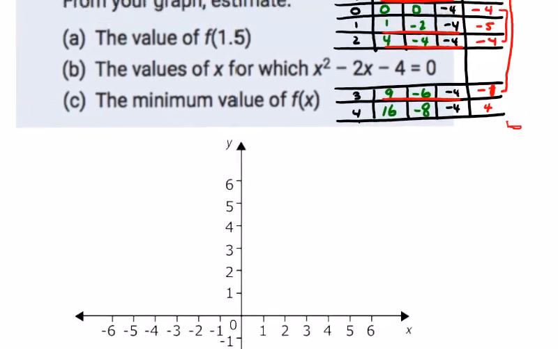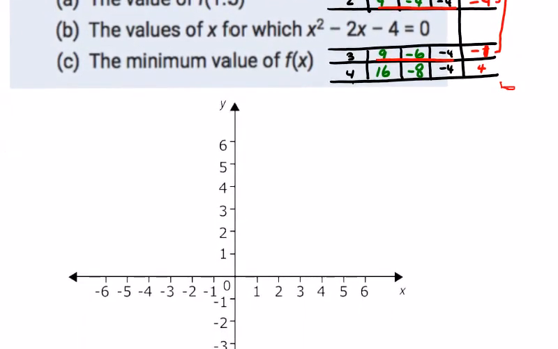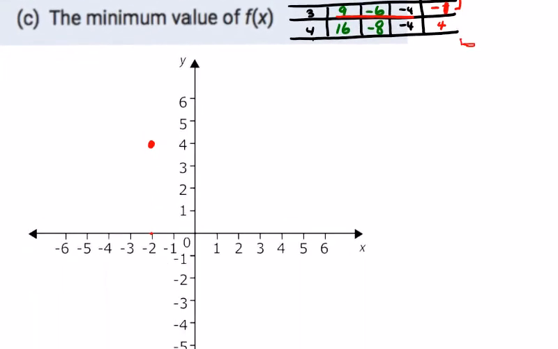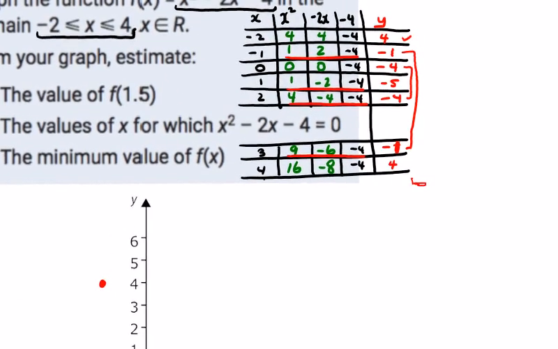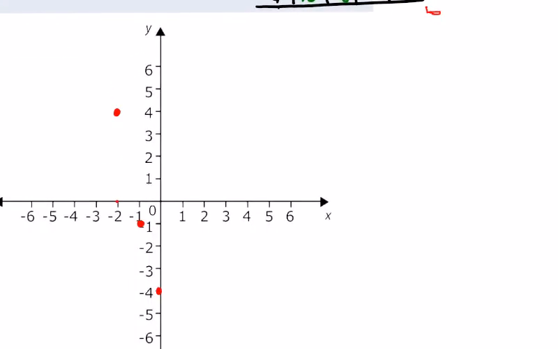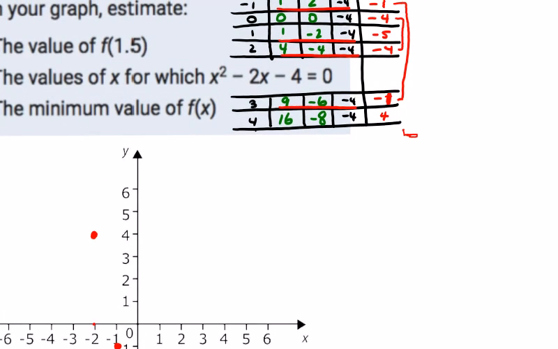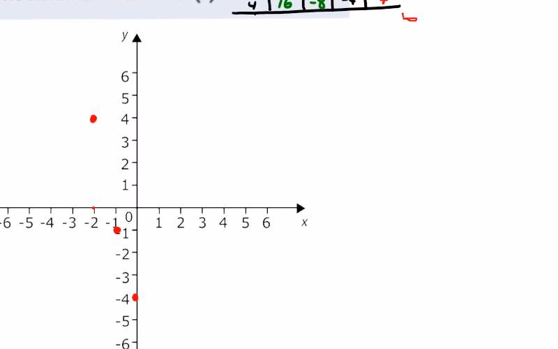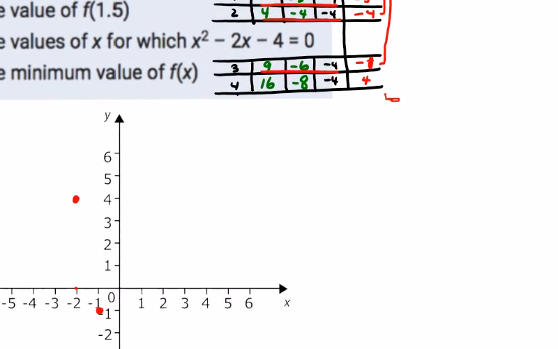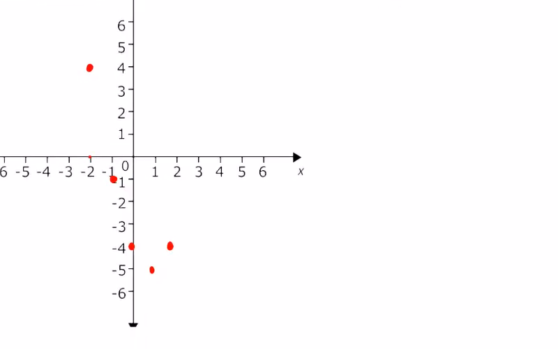So we have it all on the graph here. So minus 2, 4. Minus 2 up to 4, approximately. Then we have minus 1, minus 1. Then we have 0, minus 4. Then we have 1, minus 5 and 2, minus 4. And then we have 3, minus 1 and 4, 4.